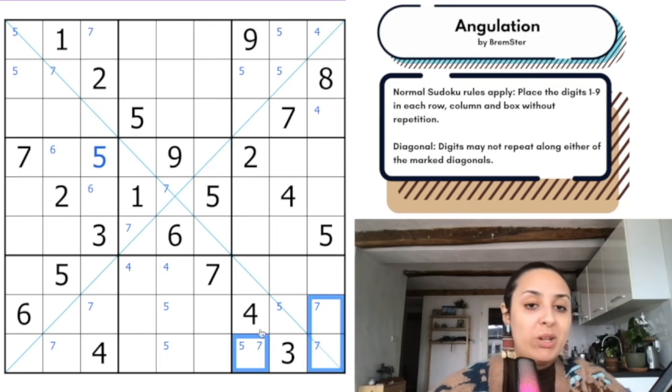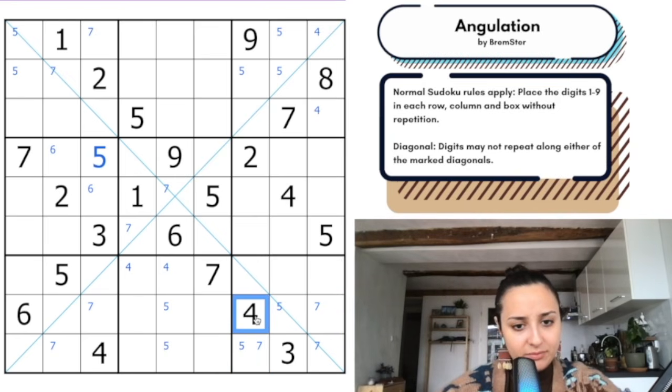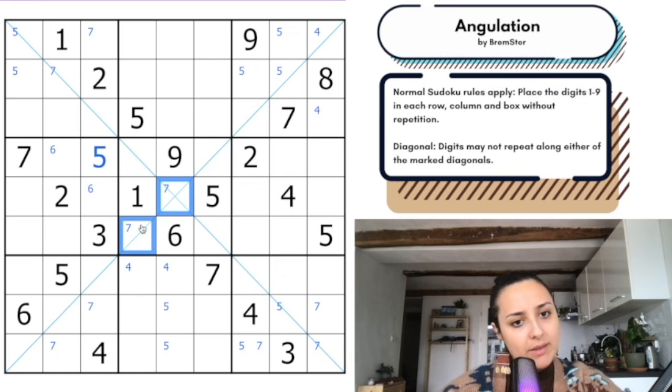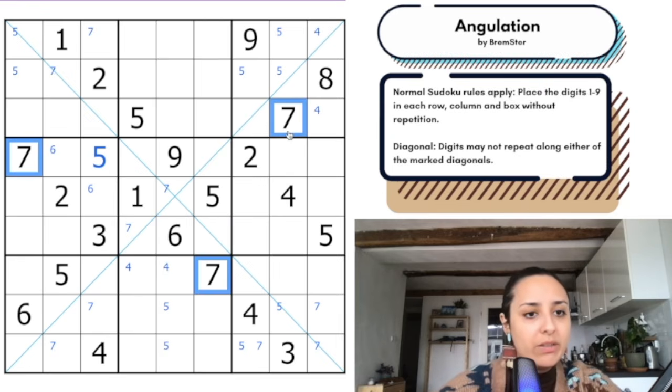I am also quite lazy with my notation, so we'll see how much I notate. And then this 7, great. This 2, wait, am I done with the 7s? Let me just check if I've notated. Yeah.